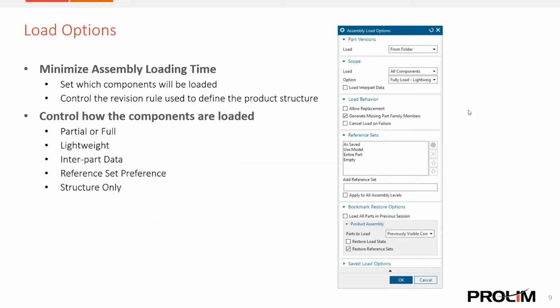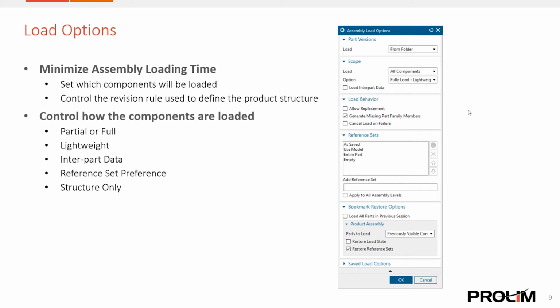Now we're going to be looking at load options. With load options, our primary focus is just minimizing our assembly loading time. Just making the assembly load in as quickly as possible so you can get whatever you need to do in the assembly done so you can keep on working.